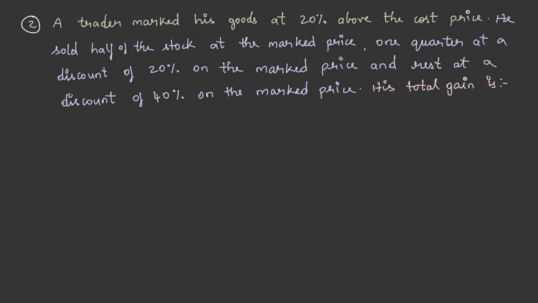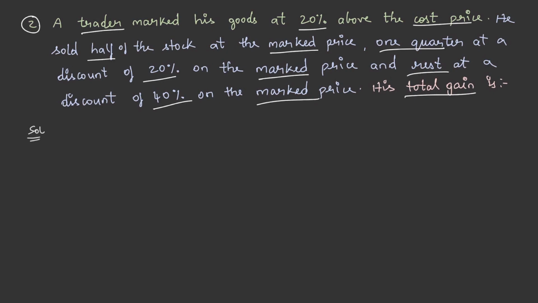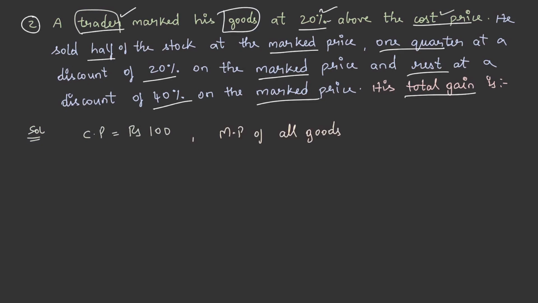Let's solve another question. A trader marked his goods at 20% above the cost price. He sold half of the stock at the marked price, 1/4 at a discount of 20% on the marked price, and rest at a discount of 40% on the marked price. His total gain is. Let's solve this. From the first statement, a trader marked his goods at 20% above the cost price. We don't know the cost price, so let's take it as rupees 100. The trader marked all his goods at 20% above the cost price. Therefore, marked price of all goods is equal to rupees 120.